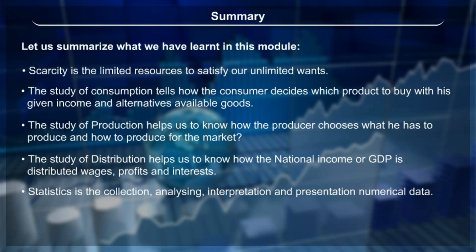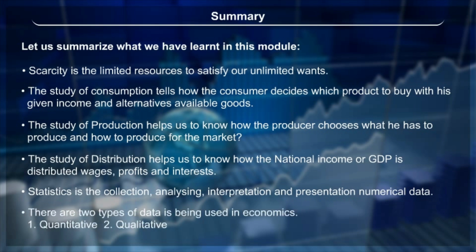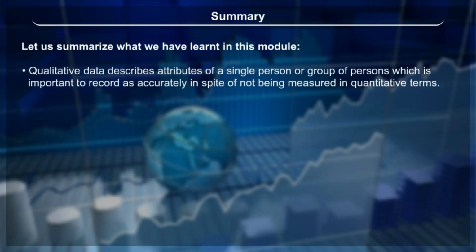Statistics is the collection, analyzing, interpretation and presentation of numerical data. There are two types of data used in economics: quantitative and qualitative. Qualitative data describes attributes of a single person or group of persons, which is important to record as accurately as possible in spite of not being measured in quantitative terms.